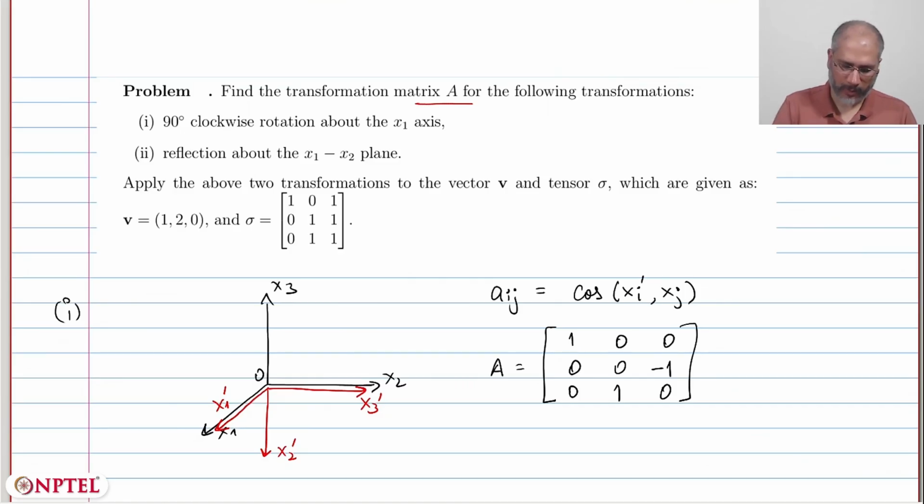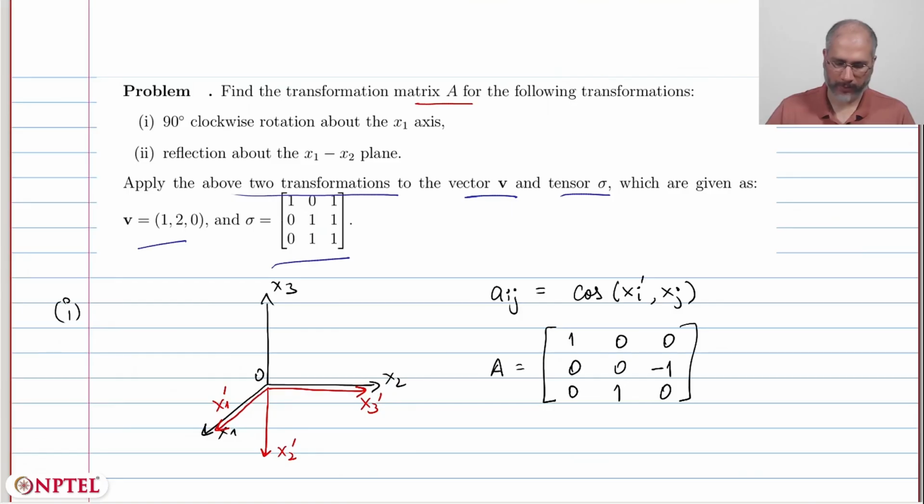Now the problem requires us to apply these transformations to a vector v and a tensor sigma, which are given as this and this. So basically we have to find the primed vectors and tensors using this transformation. This is a forward transformation. You want to find the primed components using the base components.